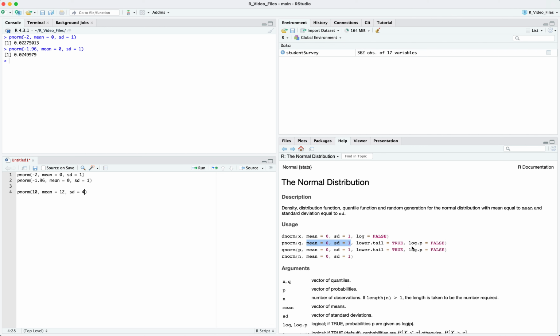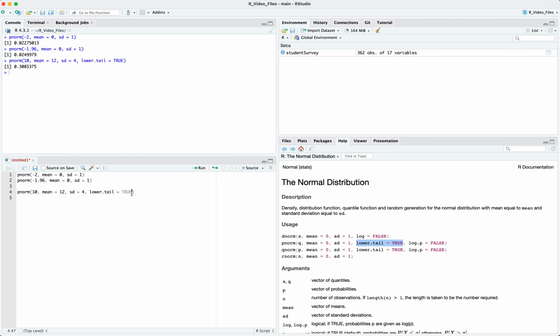Now, the default is to find the area less than, and that's what this lower.tail argument does. So if I either keep it the same or add this lower.tail, I'm going to find the probability of seeing a 10 or less from a normal distribution with these parameters. And so we can see, all right, looks like that is 0.308.